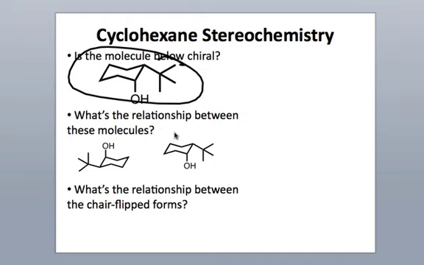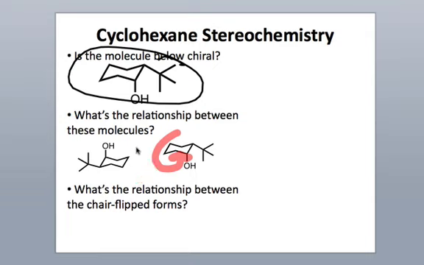And we could do that by turning this molecule over and bringing it a little bit down and over. So translating and rotating that around, those molecules would look like mirror images. And then, of course, the next big question is whether the molecules are superimposable or not. And they should not be superimposable if they are enantiomers.